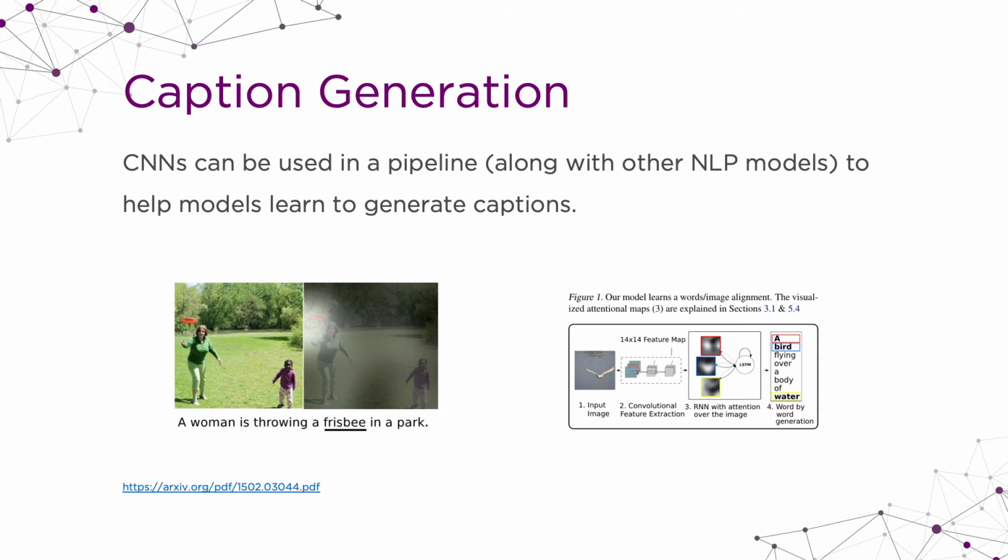So here we have, for example, a woman throwing a frisbee in a park. This is a caption that was generated by our neural network. The image, as you can see, is very much a woman throwing a frisbee. But what was really neat, shown in this paper, is that the network can learn to attend to specific regions of the image. When the network is generating the word frisbee, you can see that the network is focusing on the frisbee. There have been many works published after this. It's a really interesting use case. And again, this combines both convolutional neural networks and natural language processing techniques.